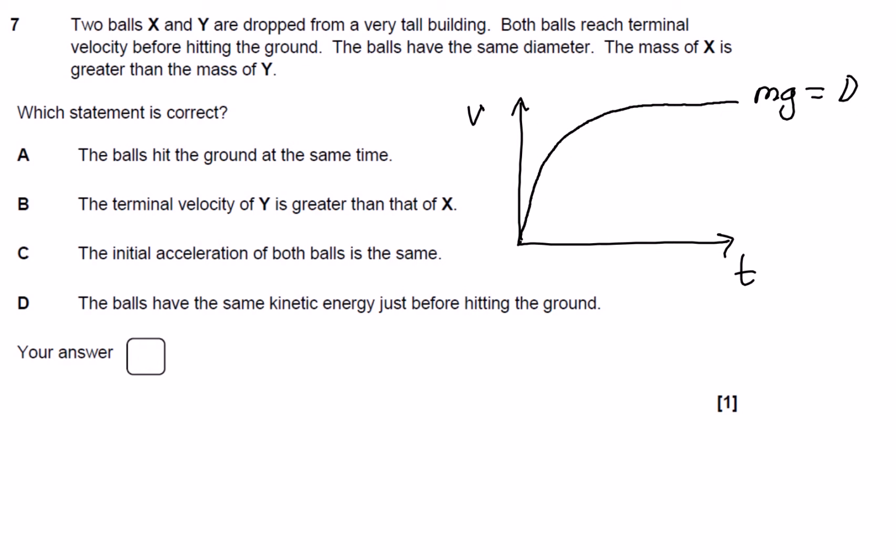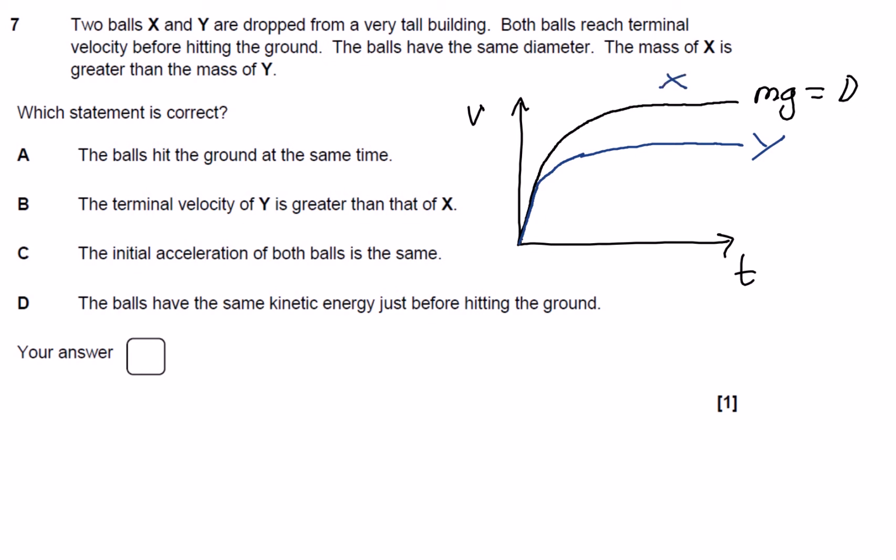So again, Y will accelerate at the same rate to begin with, but as it gets faster, the drag force will be the same for every speed because both the balls have got the same diameter, but it will tail off sooner because it doesn't have to accelerate for as long to get to a speed where the drag force is equal to its weight. So we have got that. So my blue line here is for Y, my black line is for X.